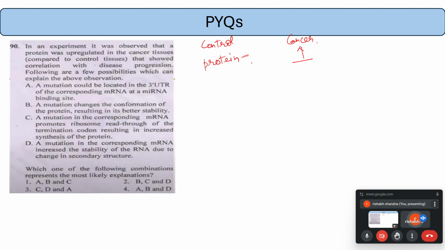Now, the observations are: a mutation could be located in the 3' UTR of the corresponding mRNA at a miRNA binding site. A mutation changes the conformation of a protein, resulting in better stability. A mutation in the corresponding mRNA promotes ribosome readthrough of the termination codon, resulting in increased synthesis of the protein. And a mutation in the corresponding mRNA increases the stability of the RNA due to change in the secondary structure.